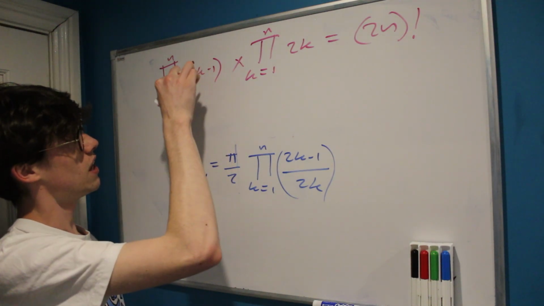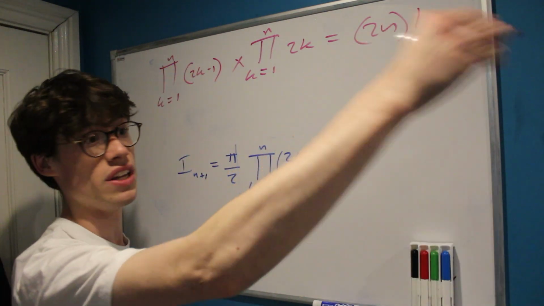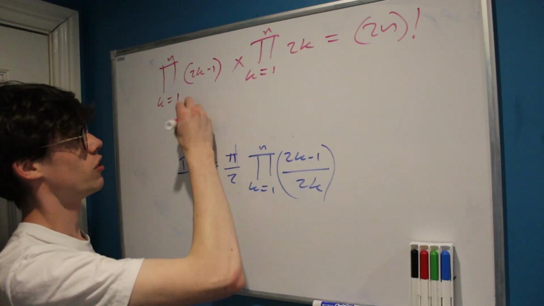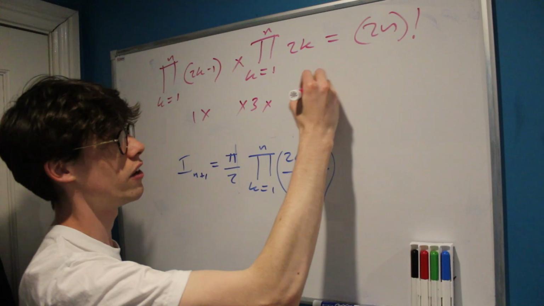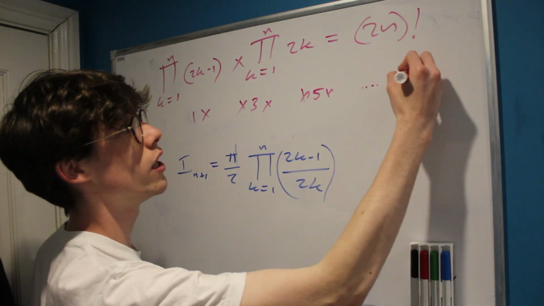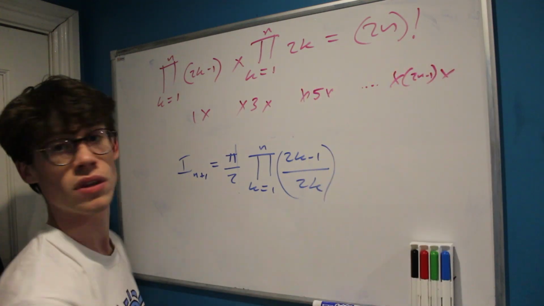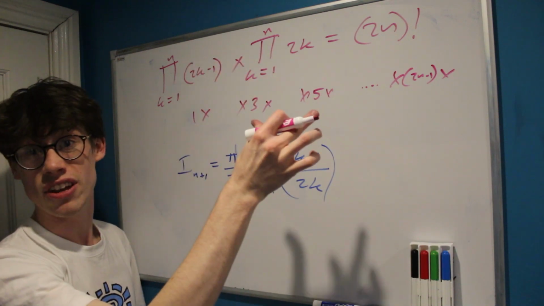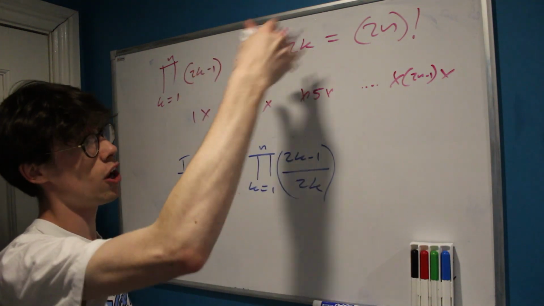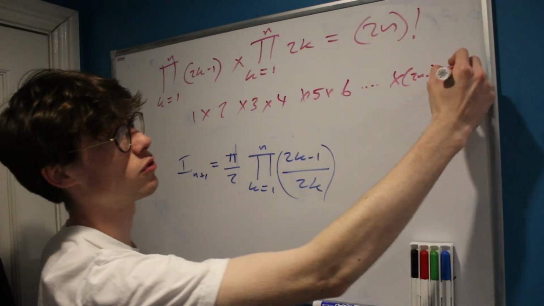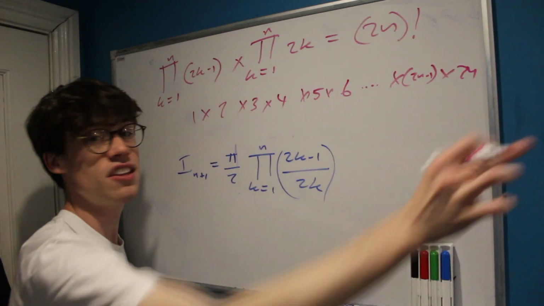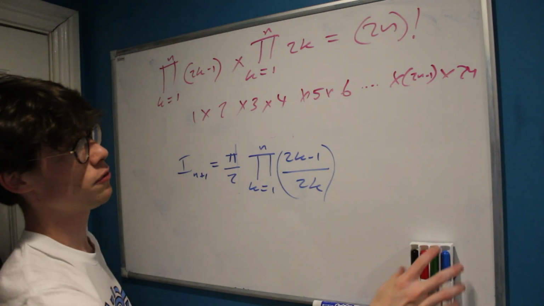but really it's just because this product here is all of the odd integers up to 2n minus 1, right? So it's 1 times, skip 1, 3, skip 1, 5, skip 1, all the way up to 2n minus 1. And this product is all the even integers multiplied together up to 2n. So it's 2, skip 1, times 4, skip 1, times 6, all the way up to 2n. And this sequence is clearly 2n factorial.